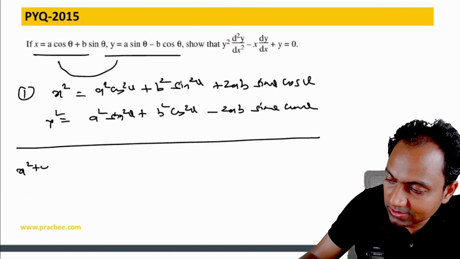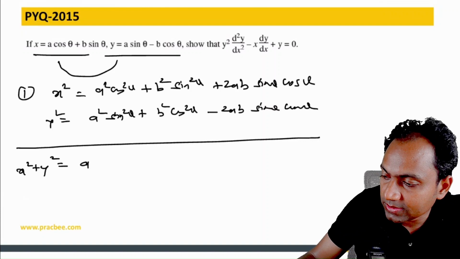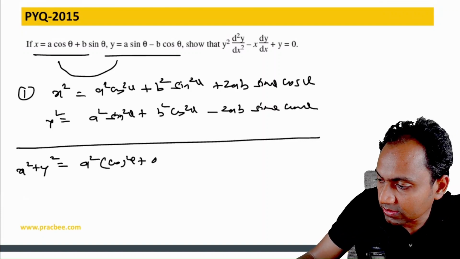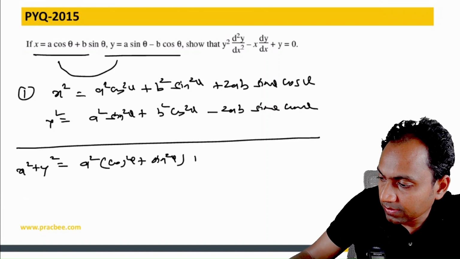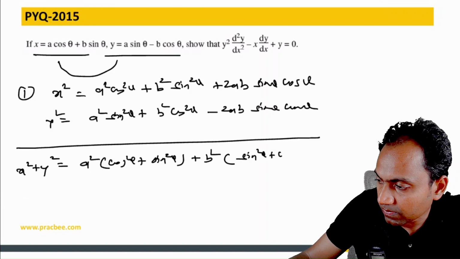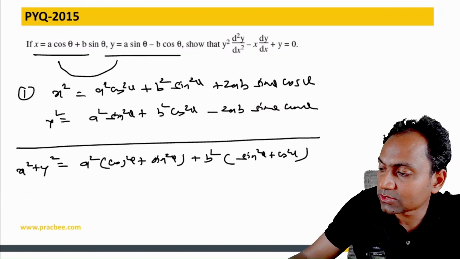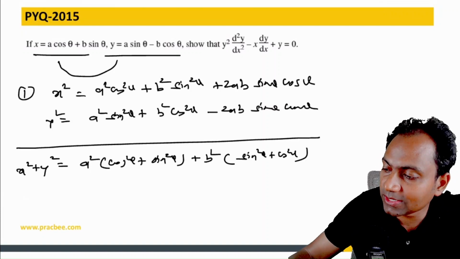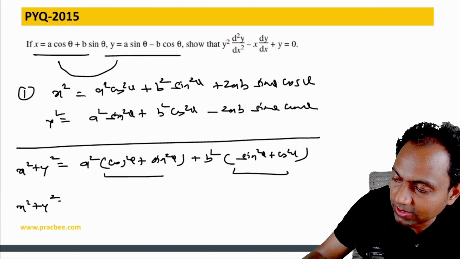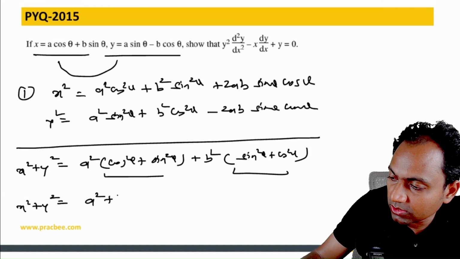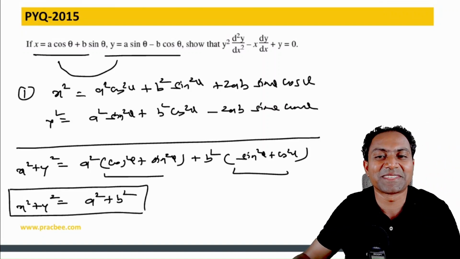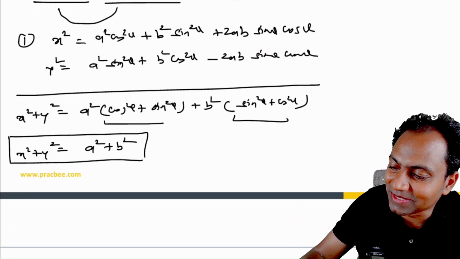What I get is x square plus y square is equal to a square (cos square theta plus sine square theta) plus b square (sine square theta plus cos square theta). And the last two terms will get cancelled out. So what you can see is sine square theta plus cos square theta is 1. So your expression is coming out to be extremely simple. x square plus y square is equal to a square plus b square. See, now this is much simpler. This has become an implicit differentiation question and much simpler to do.